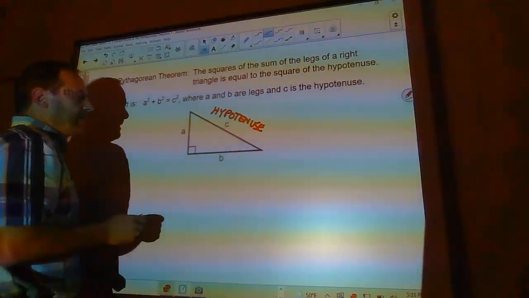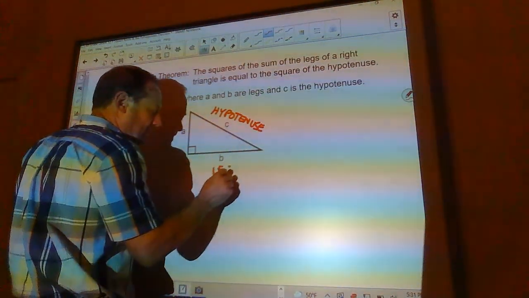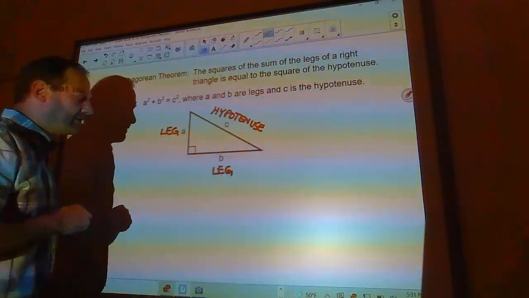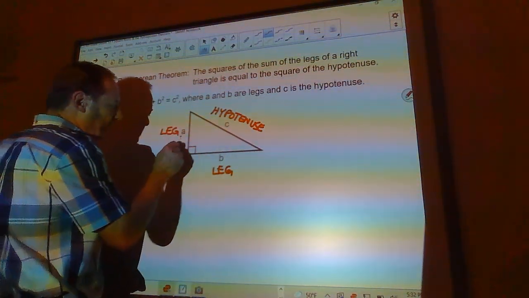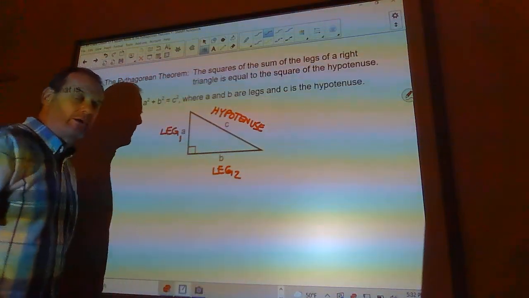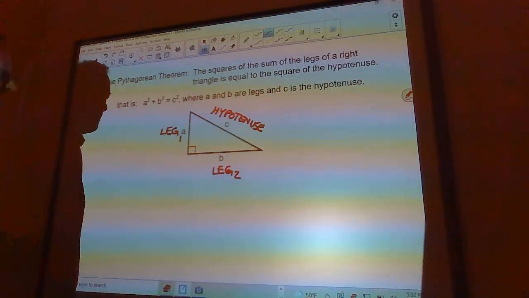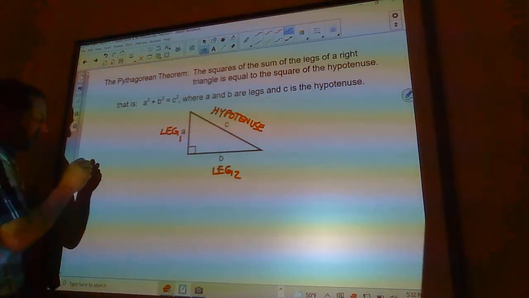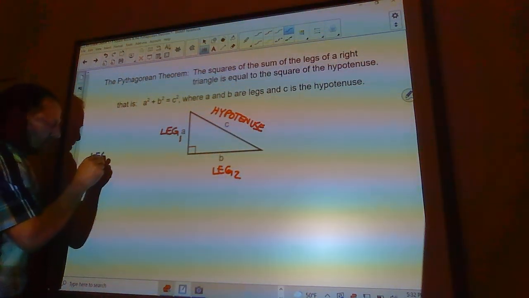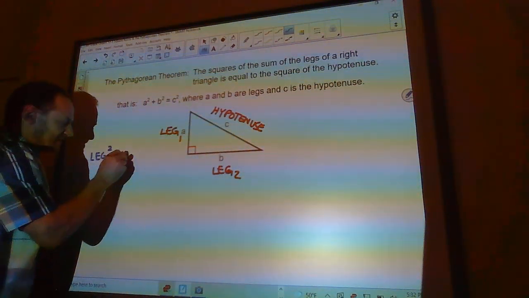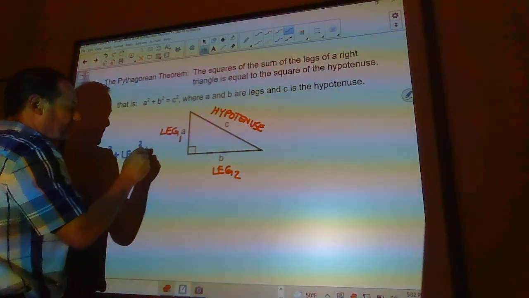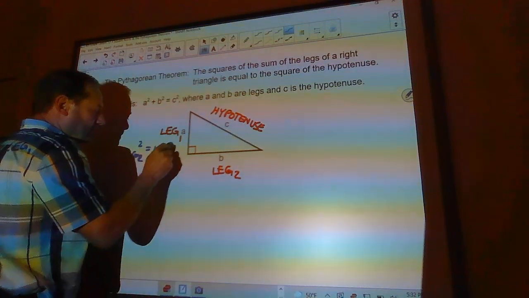Okay, that means that this is a leg and this is a leg. The 2 legs meet at the 90-degree angle. Now, we call one of them leg 1 and the other one leg 2, and it doesn't matter which one's which. Okay, I prefer, if you're going to write the Pythagorean Theorem, that you write it like this. Leg 1 squared plus leg 2 squared equals the hypotenuse squared.